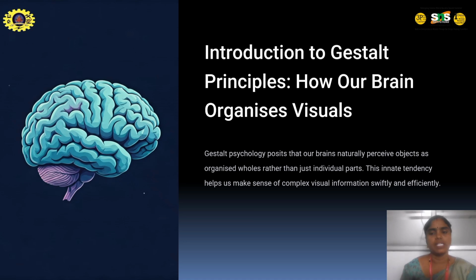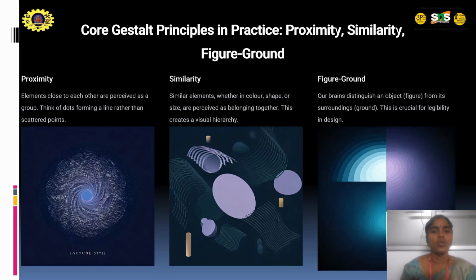Gestalt principles: how our brain organizes visuals. When we see a design, our brain doesn't just see the individual elements. It groups them together and interprets a whole pattern effectively. Four Gestalt principles in practice.